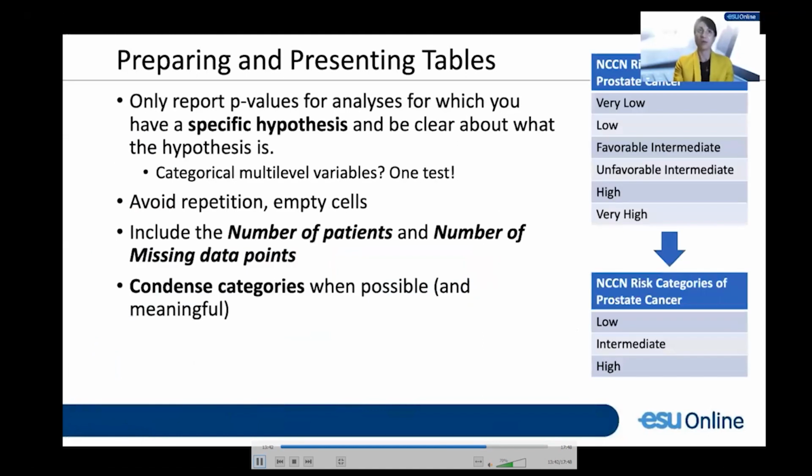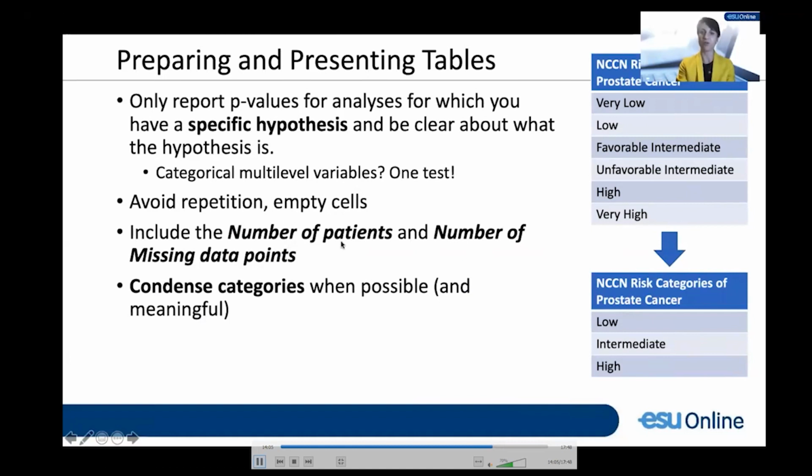I think it's tempting to include a lot of p-values when you write these papers, but you really only want to report p-values for analyses for which you have a specific hypothesis and be very clear about what that hypothesis is. If you have a categorical, multi-level variable, only include the one test for that unless there's a reason to look at the p-values across different levels. Avoid, again, repetition and empty cells.